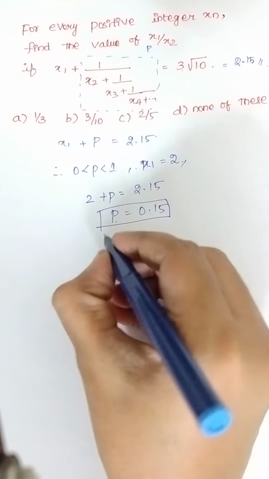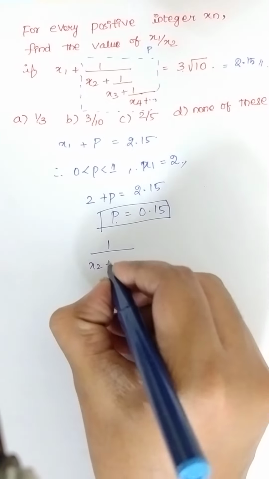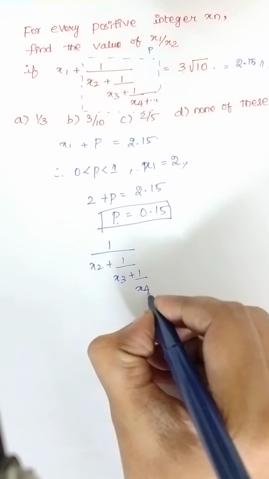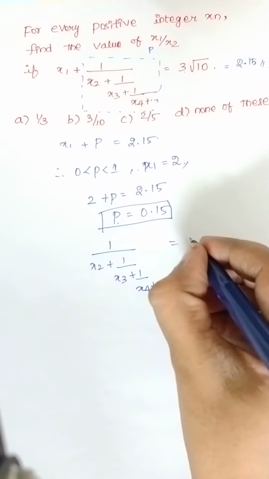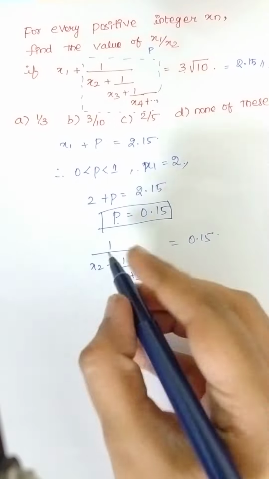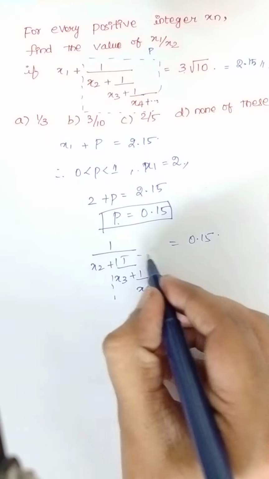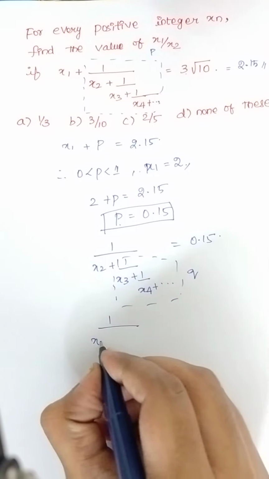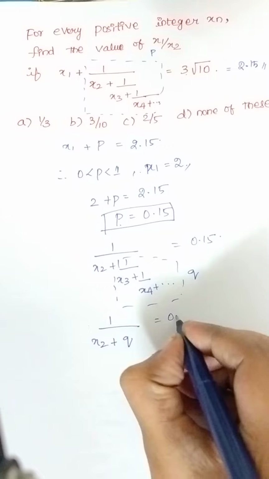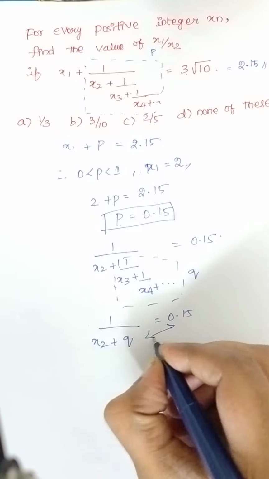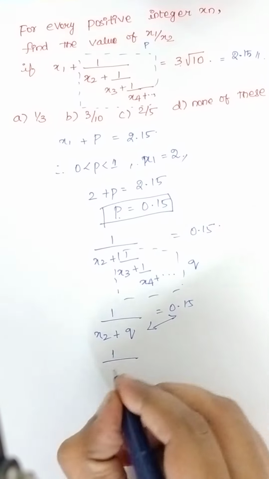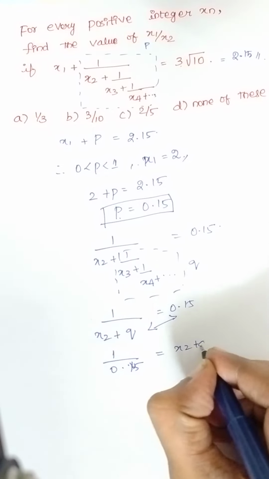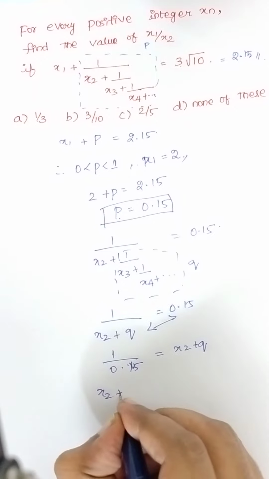Then p is equal to 1 divided by x2 plus 1 by x3 plus 1 by x4 and so on, which is equal to 0.15. Now I am going to consider this part as q. Therefore, 1 divided by x2 plus q is equal to 0.15. I am going to swap this position. Therefore, 1 divided by 0.15 is equal to x2 plus q.